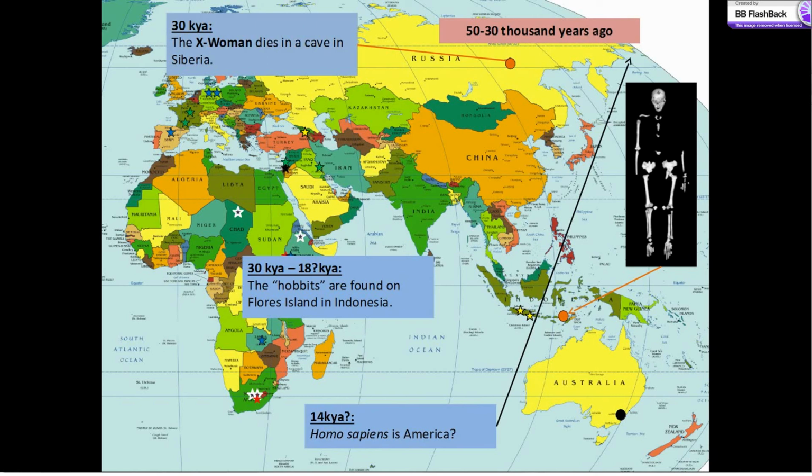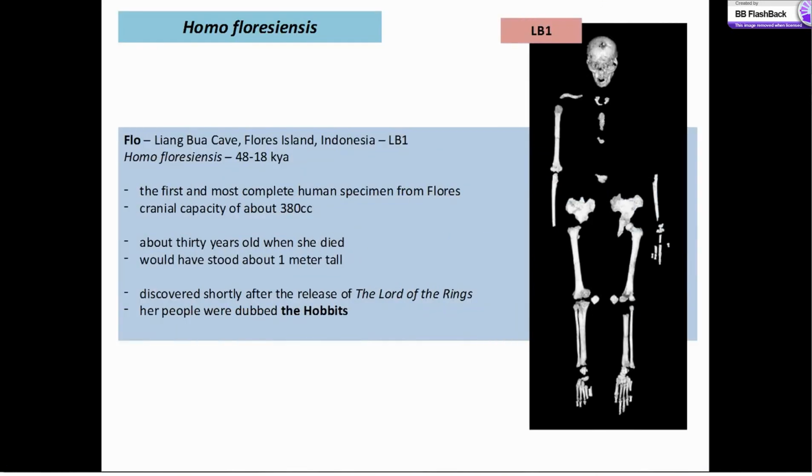Oh, right, and then Homo sapiens got to America 14,000 years ago. That's a little less exciting for me. But let's talk about Homo floresiensis, because there's something to be learned from these guys. So the type specimen is Flo here.